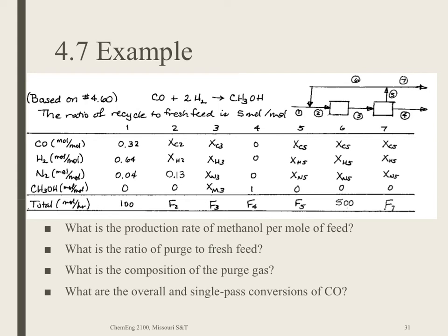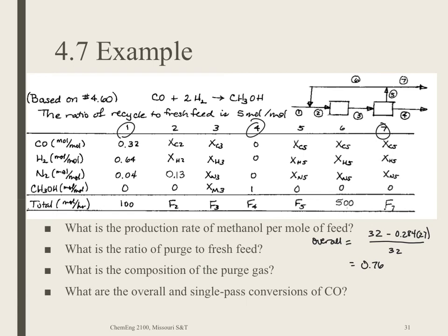All right, so the overall conversion, I look at how much did not react, so of the CO. So I'm going to look at the CO in streams 4 and 7 compared to stream 1, and that's how much did not react. So 32 minus 0.284 times 27, divided by how much came in, 32. The overall conversion is 0.76.